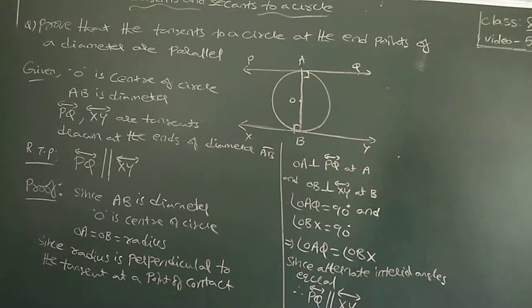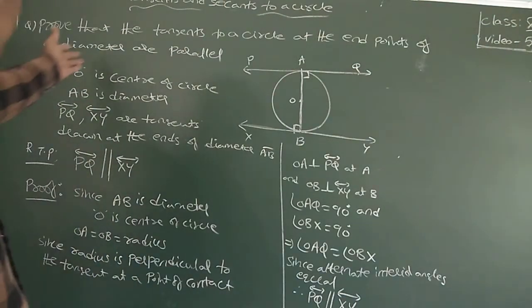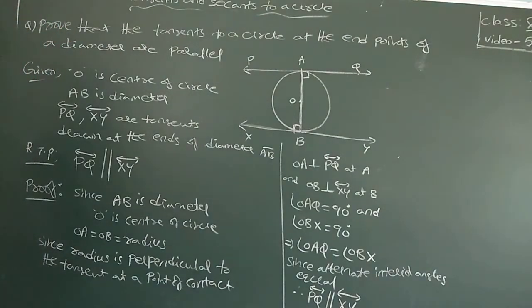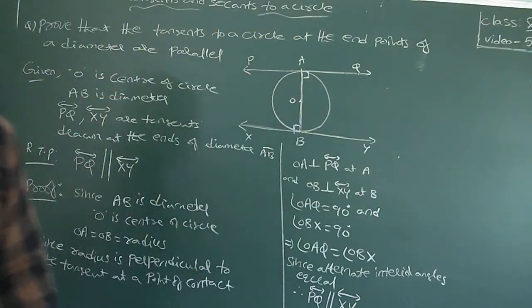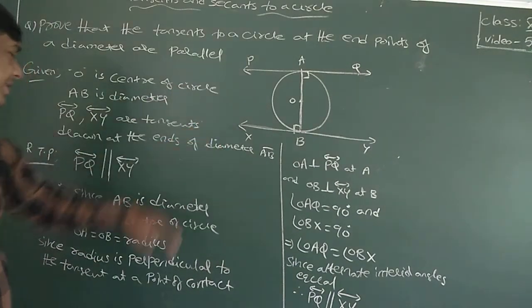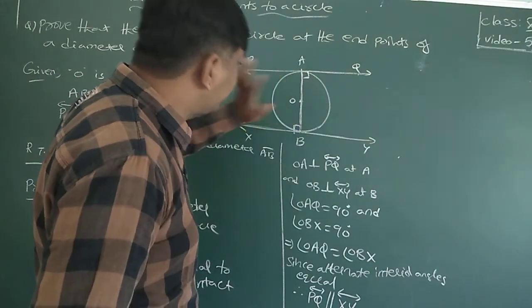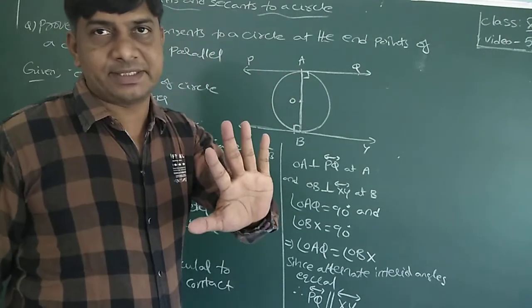Okay. Prove that the tangents drawn to a circle at the ends of the diameter are parallel. I have to prove that one. Since O is the center of the circle, PQ and XY are the tangents at the ends of the diameter AB. So I have to prove that these two are parallel to each other. Since AB is the diameter, O is the center of the circle, OA and OB are the radii. That's clear.